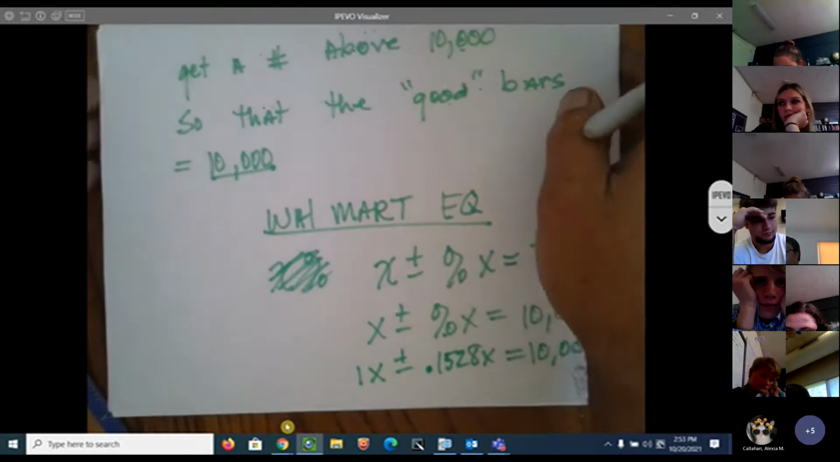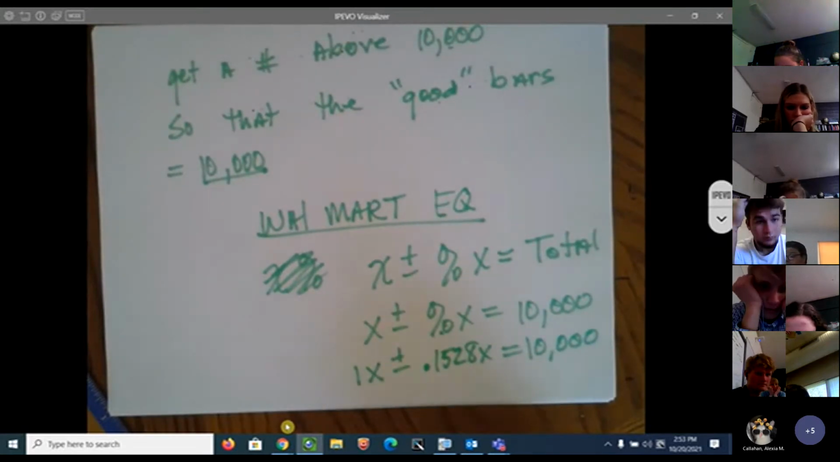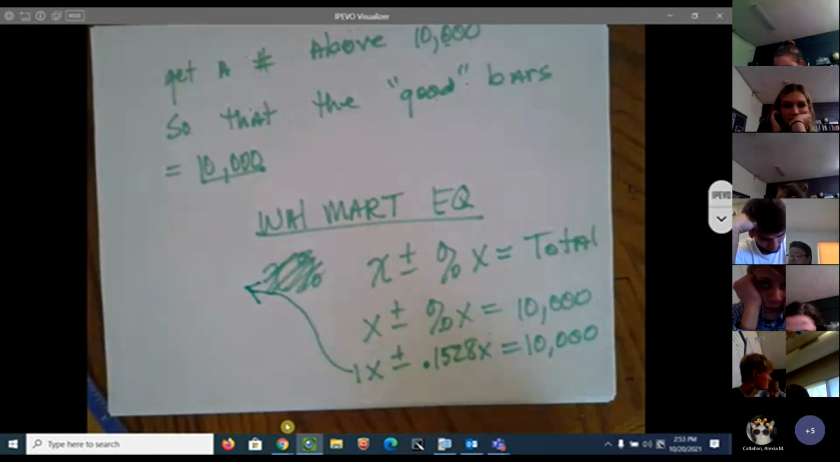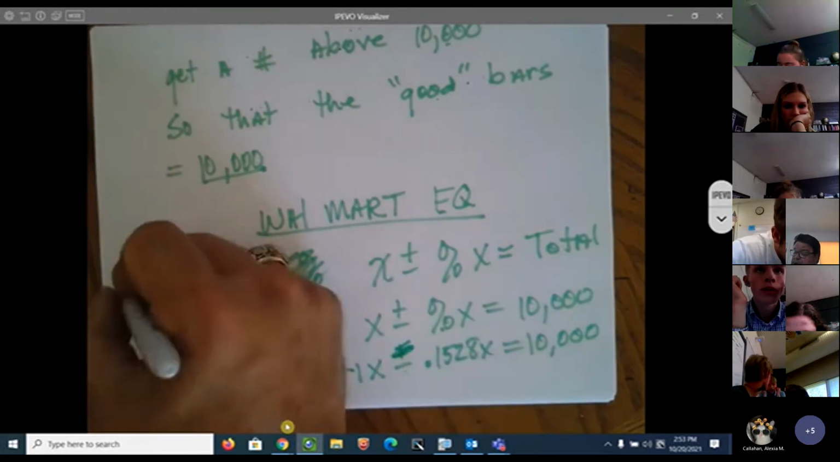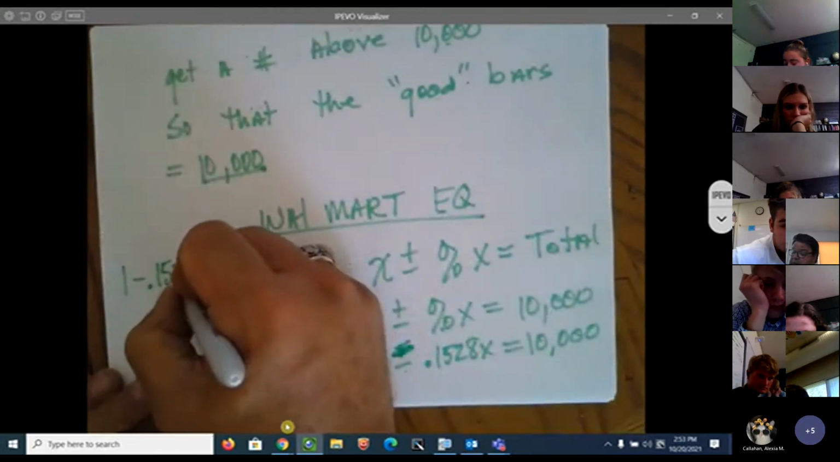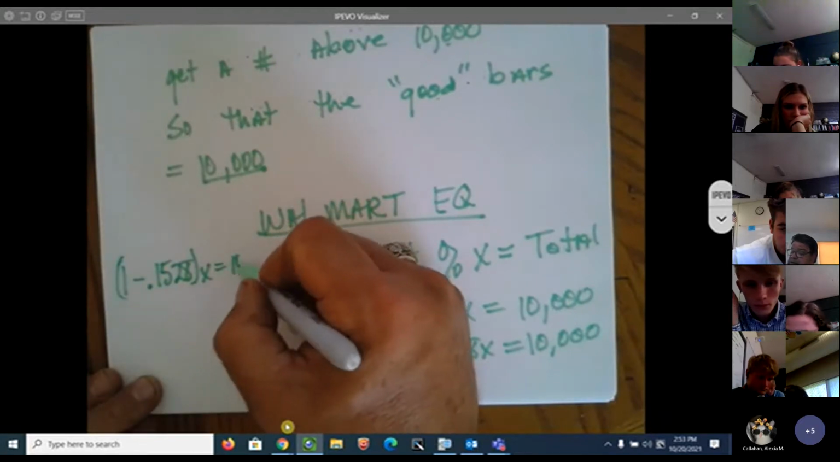Now, what are we going to do with the discarded bolts? Are we going to send them to the client, or are we going to take them out? We're going to take them out, because we don't want to send defective bolts to our client. So it's going to be a minus: 1 minus 0.1528, times X, is equal to 10,000.